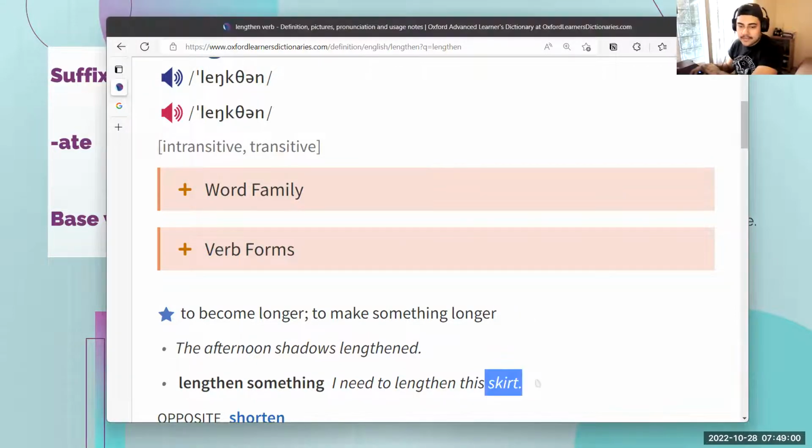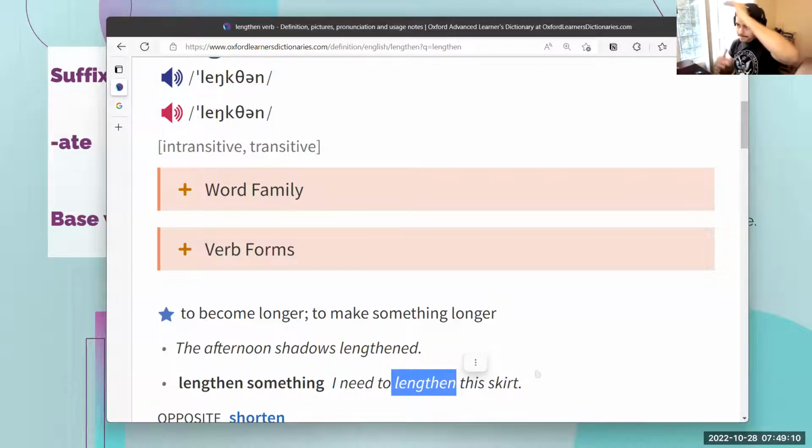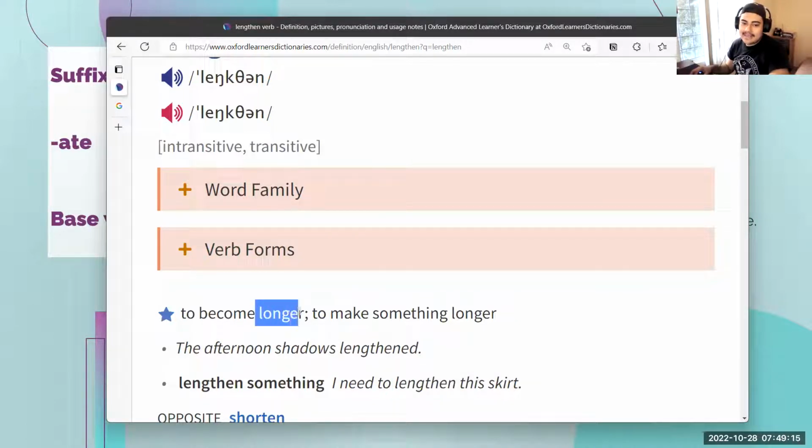You know what a skirt is, right? Yeah. Right. So let's say that the skirt is very, very short. Then you will need to lengthen it, which is extend it. And that is very interesting because it comes from a description originally that is not similar to the word. Length is about how long something is. Therefore, lengthen is to become longer.